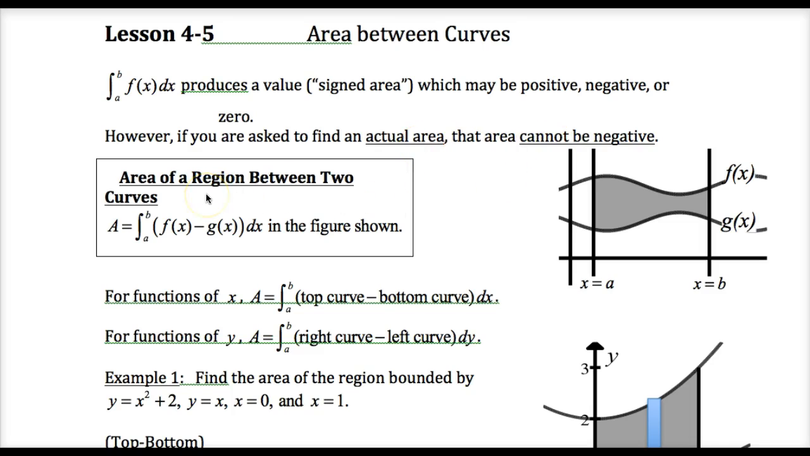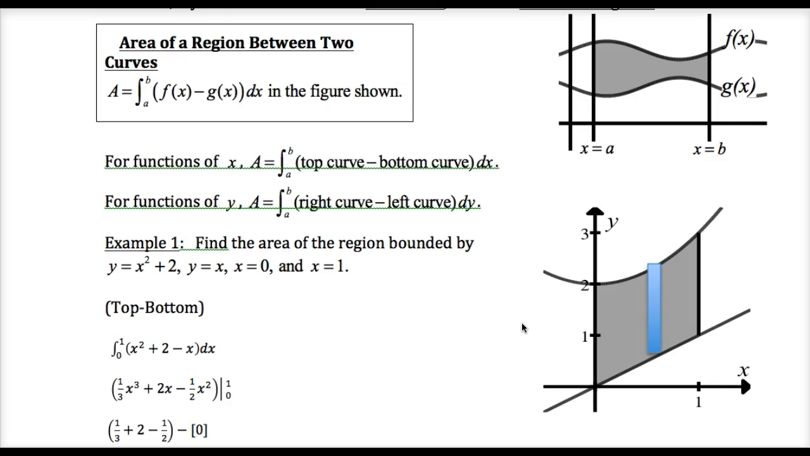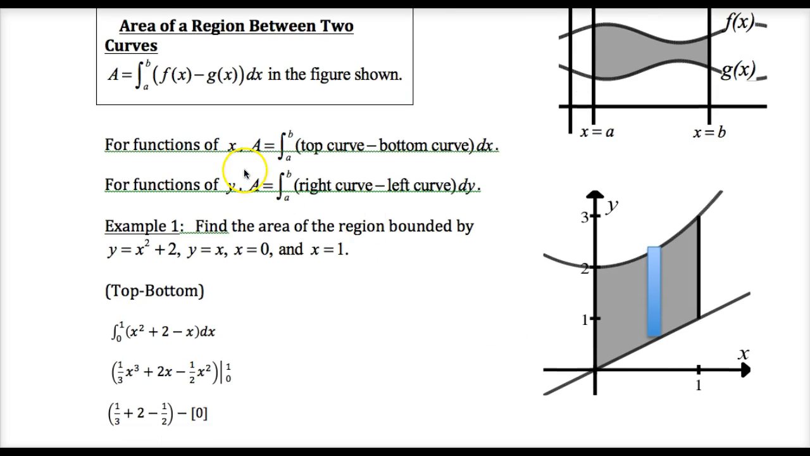So if we want to find the area between two curves, we take f of x minus g of x, where f of x would be the top function. It's going to be above g of x, and g of x would be the bottom. So we call this one the top, this one the bottom, and that's all we're going to do. For functions of x, we go top minus bottom. That's what we just said.